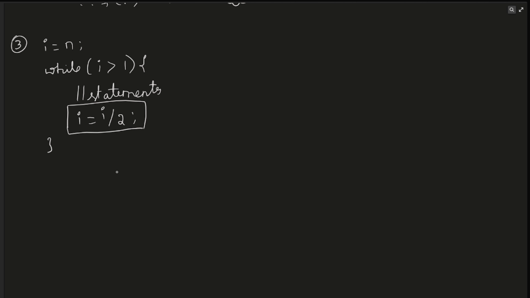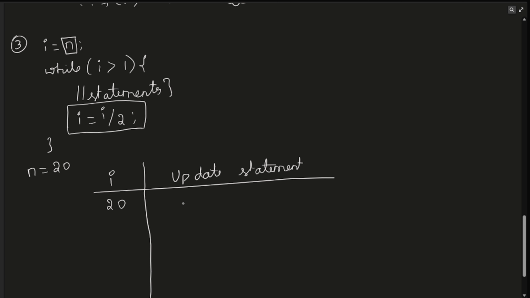I'll try to dry run this while loop with I and the update statement. For this dry run, I'll just consider n as 20. We are starting I from n, which is 20 in this case. Is 20 greater than 1? Yes. Statements will be executed and then the update statement, which will update the I value by dividing it by 2. 20 by 2 is nothing but 10.